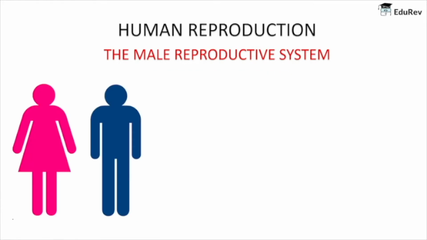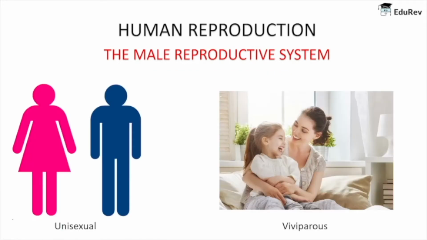Humans, as we know, are unisexual as well as viviparous. Means they produce live babies from their bodies rather than eggs. So I will write down here that they produce live babies, as you can see in this image. That is why humans are called viviparous animals. So the reproductive system in humans helps in the production of offspring through various reproductive processes, among which we will discuss here the organs of the male reproductive system.